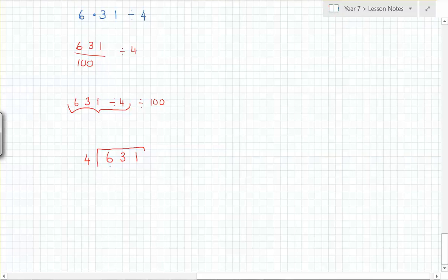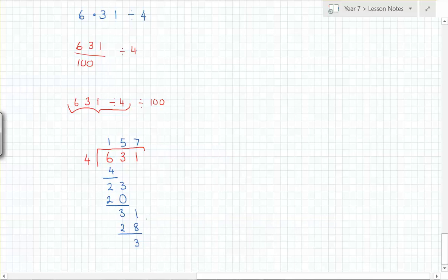4 into 6. 1. So 4, remainder 2. Bring down the 3. 4 into 23 is 5. So 5 times 4 is 20. Remainder 3. Bring the 1 down. 31. 4 into 31 is 7. 7 times 4 is 28. Remainder 3. Okay. Here's the thing.